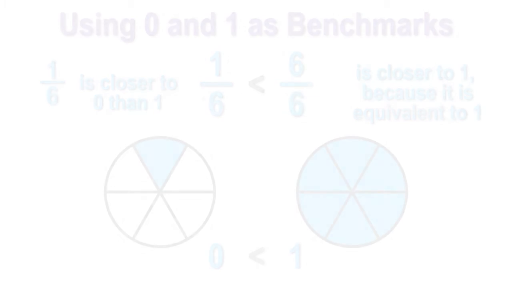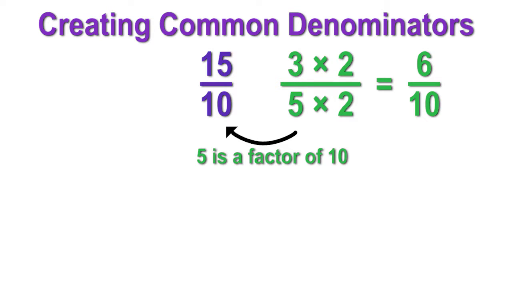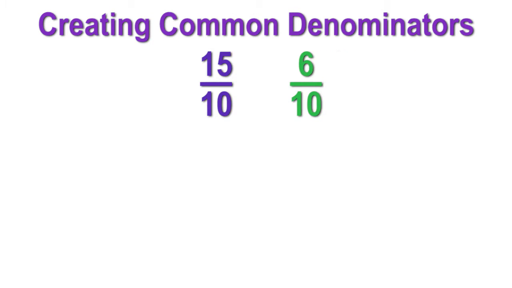Our second pair of fractions are 15/10 and 3/5. Neither the numerator nor the denominator are already the same, but as we look closely, we can recognize that the denominator of 5 is a factor of the denominator of 10. With this relationship, we can multiply one fraction to alter it to have the same denominator as the other fraction. In this case, we will multiply 3/5 by 2. 3 multiplied by 2 in the numerator is 6, and 5 multiplied by 2 in the denominator is 10. Since we have multiplied both the numerator and the denominator by the same number, we have created an equivalent fraction.